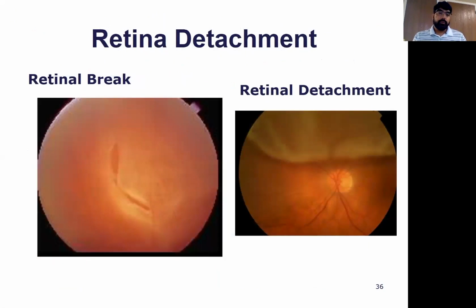So here's a picture of a retinal break in the retina, in the periphery, and then retinal detachment. You can see the bullous detachment just above the optic nerve there.